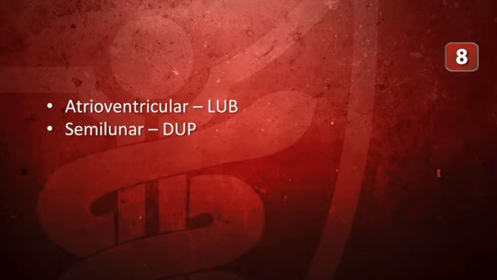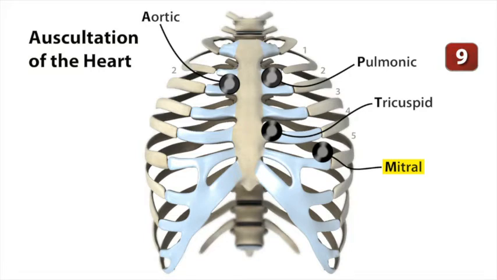Okay, so let's go over some of these questions now. In a normal heart, what is the sound produced when the atrioventricular valve closes? And also when the semilunar valve closes. So atrioventricular is the lub, and then the semilunar is the dup. Next one, in a normal heart, where on the thorax could the mitral valve be heard best? So you can see from the image here, it is at the left fifth intercostal space in the mid-clavicular line.